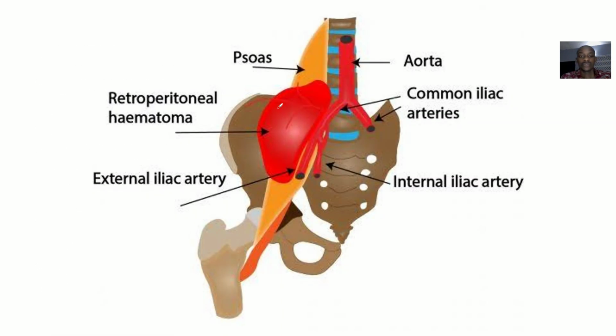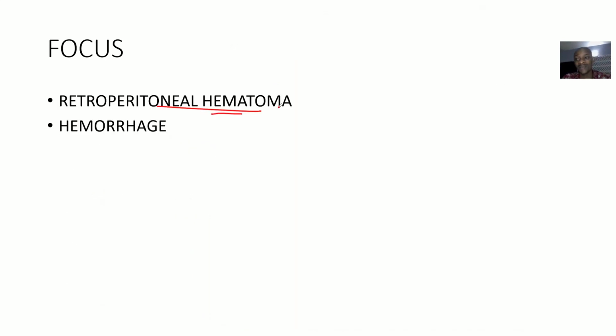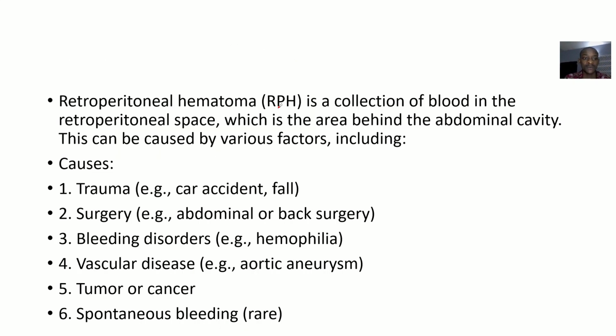All right. So retroperitoneal hematoma, also known as what? Retroperitoneal hemorrhage. Retroperitoneal hematoma is a collection of blood in the retroperitoneal space. Now, this is an area behind the abdominal cavity, and it can be caused by various factors. Now, we move into the factors.